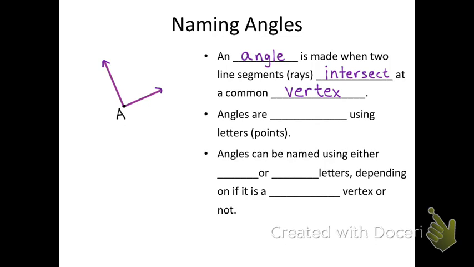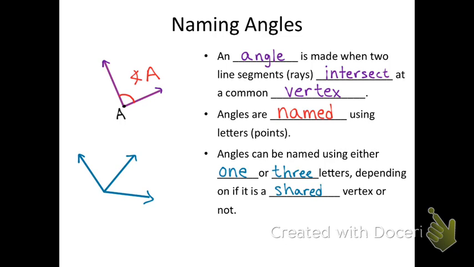The next statement says angles are named using letters or points. So on this angle over here, since it is only a single vertex and it's not shared, we could say that right there is going to be angle A. Okay? The third statement says angles can be named using either one, which we did in our first picture, or three letters, depending on if it is a shared vertex or not. So we have one that is not a shared vertex. Now I'm going to show you an image of this that is a shared vertex.